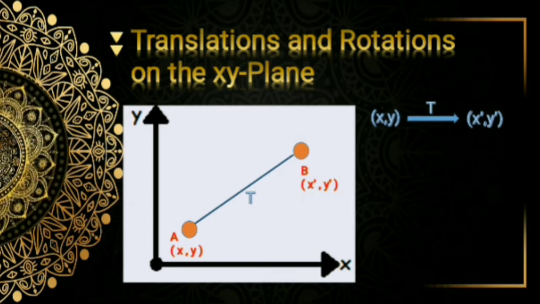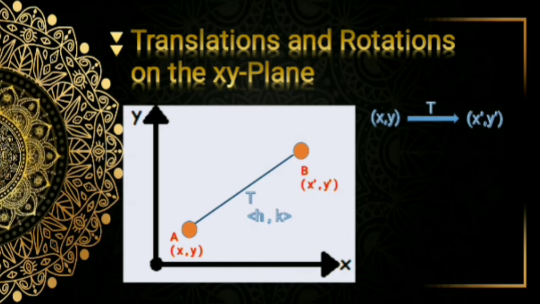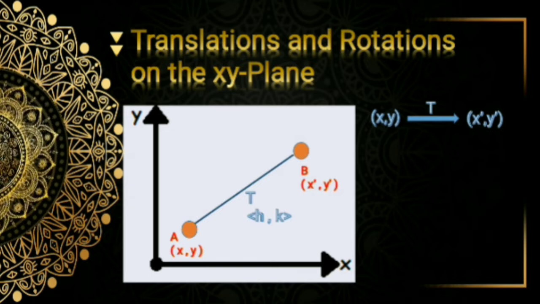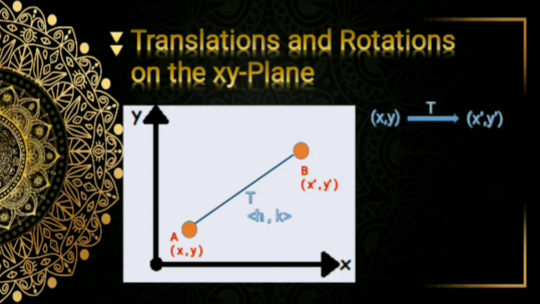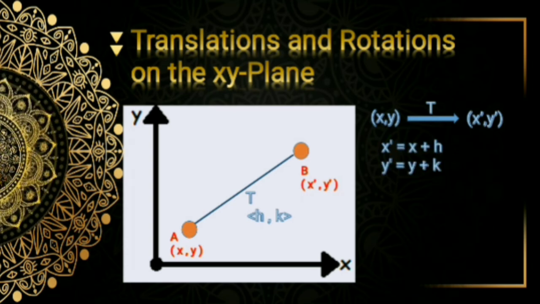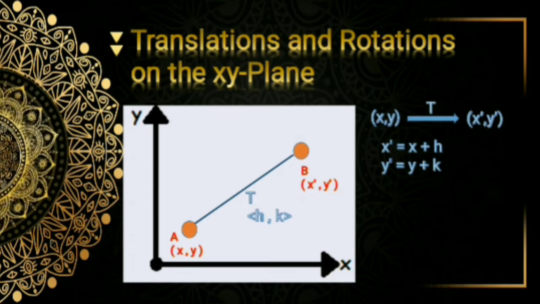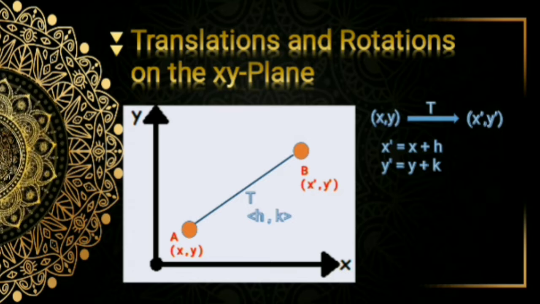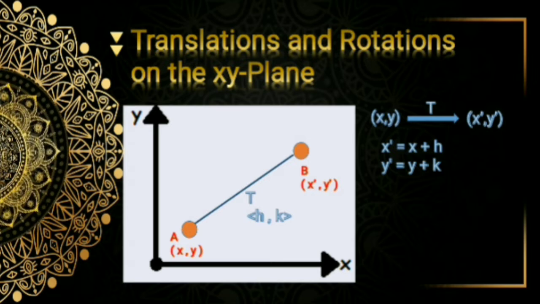Now, if we define the vector t as the vector h, k, then it is not difficult to see that between a point x, y and its new place x prime, y prime, we have x prime equals x plus h and y prime equals y plus k. Simple enough, but what we want to do particularly is to translate a whole set of points, not just individual points, and we can do that by making use of a translation matrix.